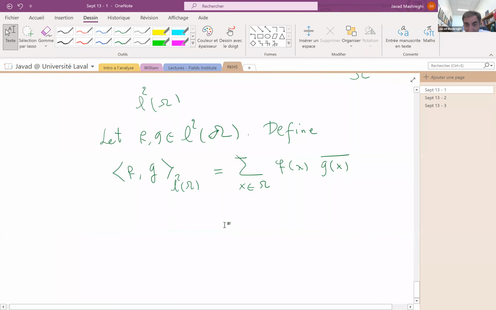What about here? We have a sum. Omega is uncountable, and f of x, g of x bar is either a real or complex number. If we are in the real case, it can be plus or minus. And in the complex case, it's even worse. It can be any complex number.